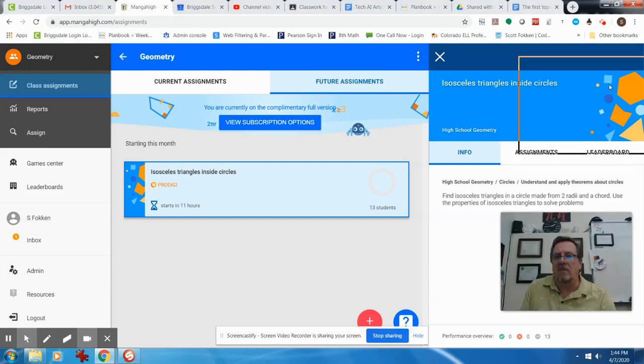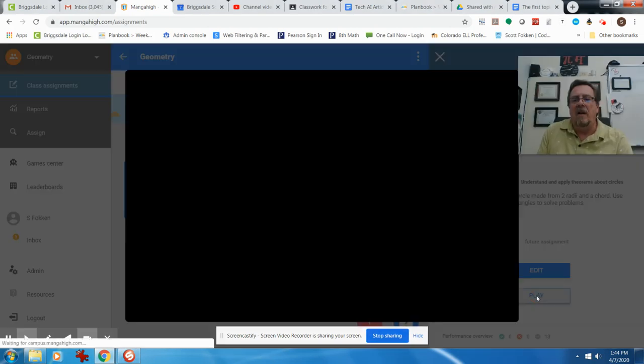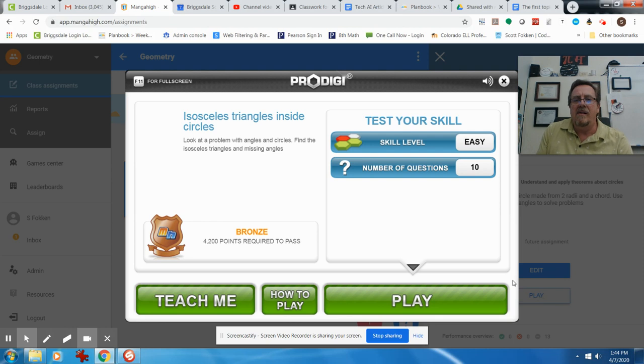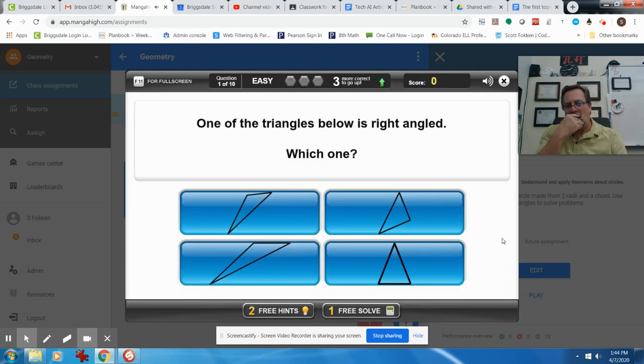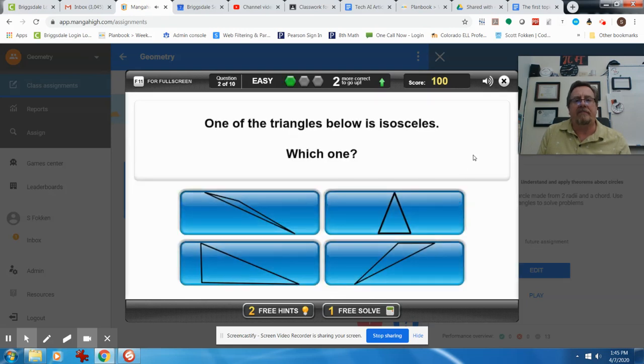Of course, I'm right where I'm not supposed to be. Skill level is going to be easy to start off with. One of the triangles below is right angled. Well, there's only one that looks like it might be right angled, and it's this one. Right angle means it has a 90-degree angle. That one looks like it might.